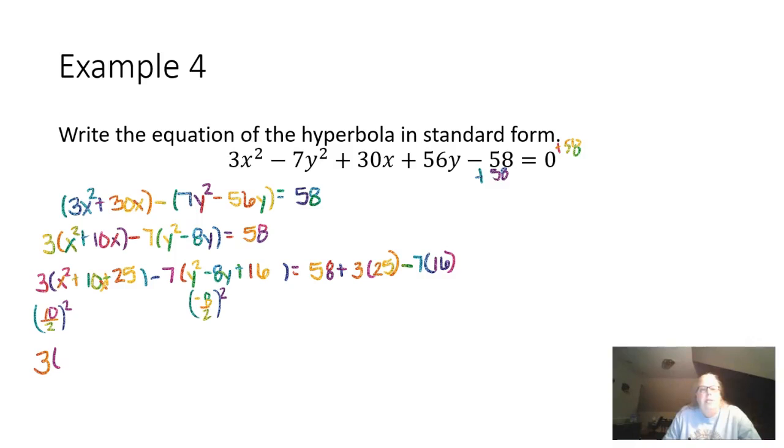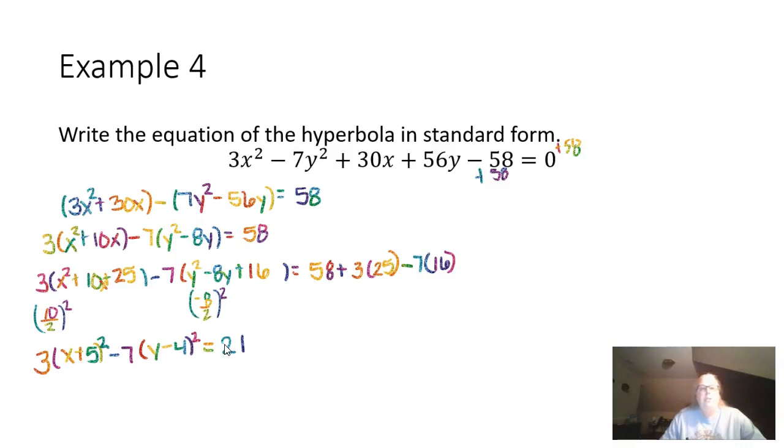The first parentheses will actually factor into x plus 5 times x plus 5, but we can write that as x plus 5 squared. The second parentheses will factor into y minus 4 times y minus 4, but we can write that as y minus 4 squared. And then on the other side, we'll put this in the calculator and see what our grand total is. And that's going to give me 21.